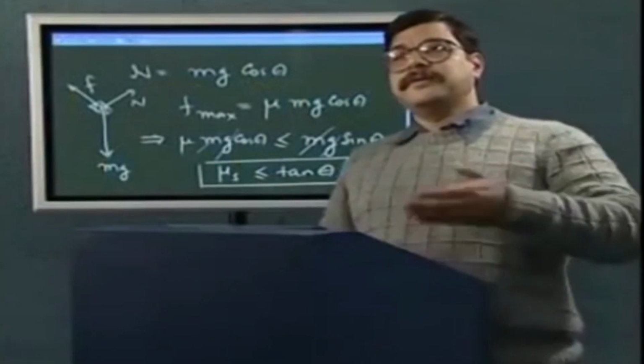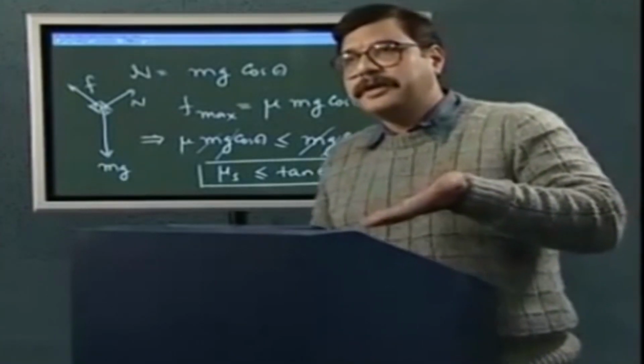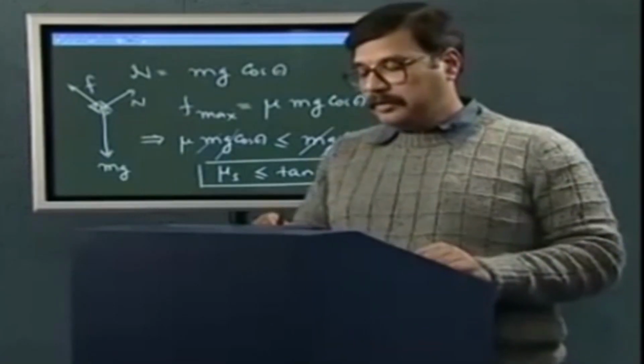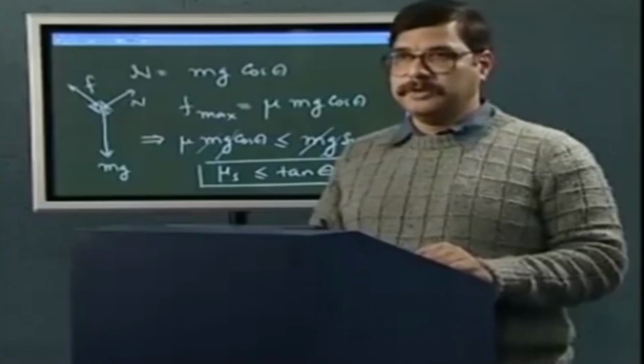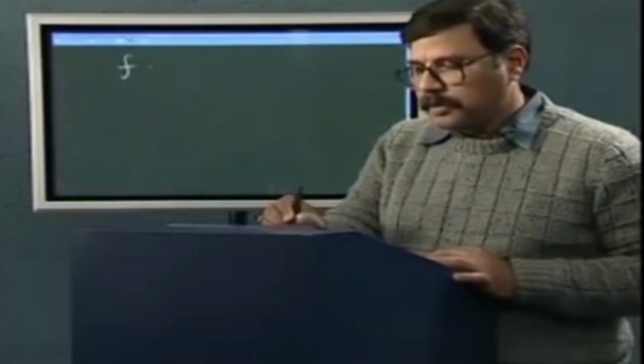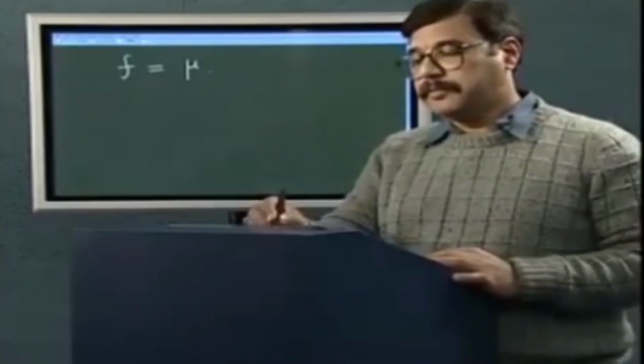So you take a plane, keep tilting it until the body just starts sliding down, and the tangent of that angle would give you an estimate of the static coefficient of friction. That is a practical way of quickly estimating what the coefficient of static friction is. So we have seen that frictional force is given by mu, depending on whether it's static or kinetic, mu s or mu k, times the normal reaction of the surface on a body.